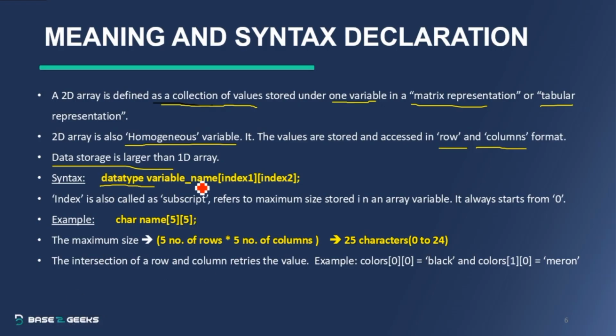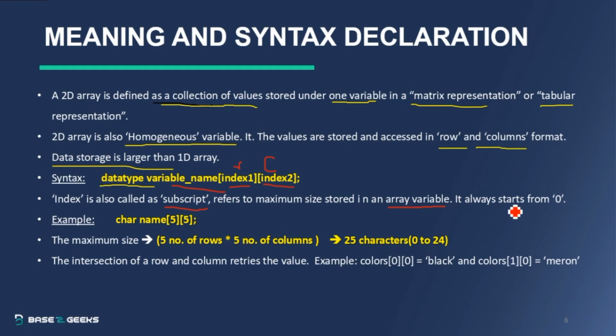2D array is data type, variable name, index 1 and index 2. So index 1 is row and index 2 is column. This was also explained just now. I think you will be able to understand it. These two are also called subscripts, isn't it? They refer to the maximum size that is being stored in an array variable.